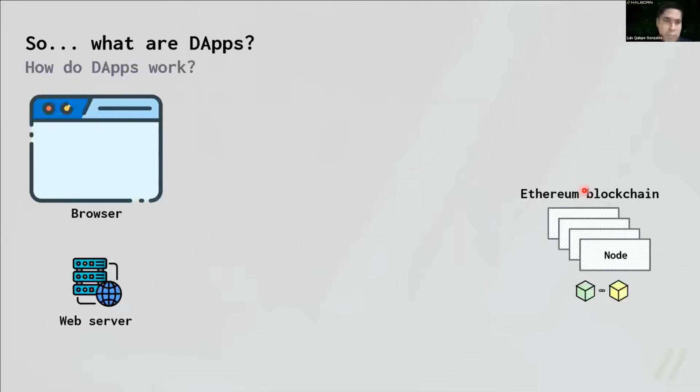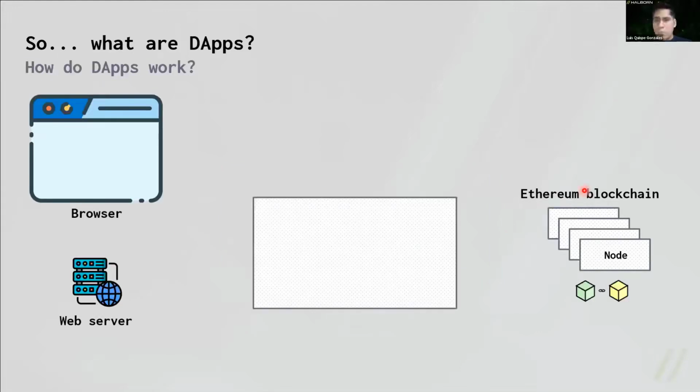On the left side, we have the browser and the web server, and on the right side, we have the Ethereum blockchain. For them to communicate, we need a bridge. A bridge can be any computer, any server, any cloud service. The key here is to turn this bridge, this computer, into an Ethereum node.